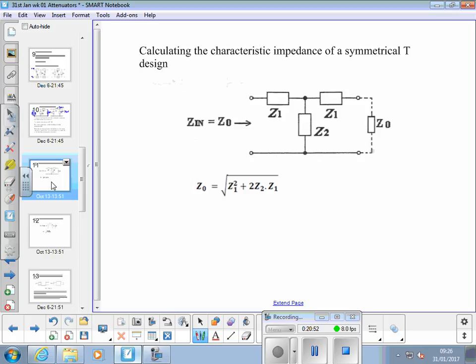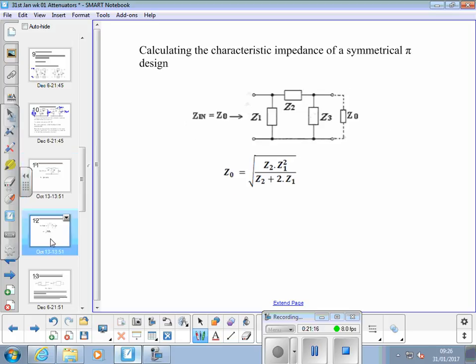I'm not going to use an online calculator tool. Modern tools to design your attenuator are a good way of doing it. Okay. So you could check those calculations with these formulae.